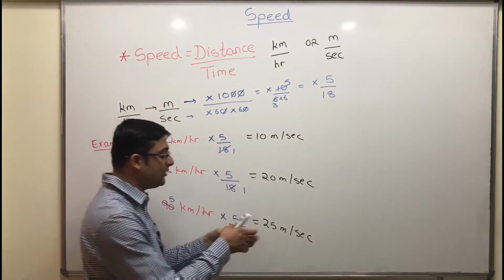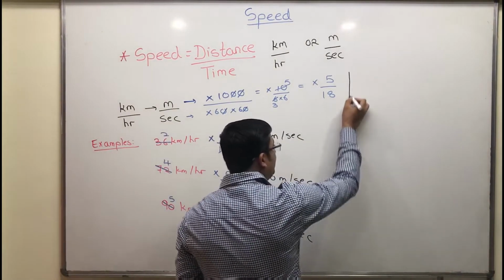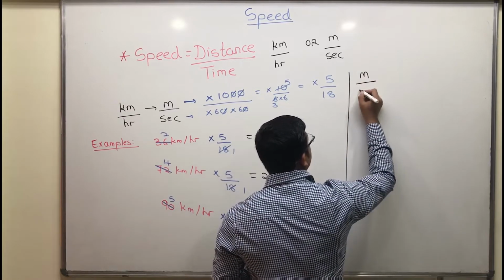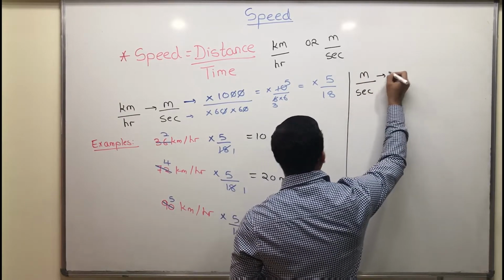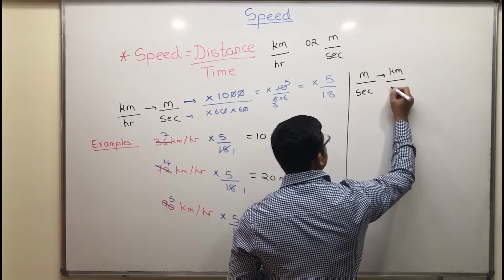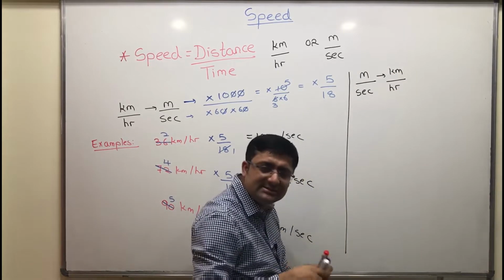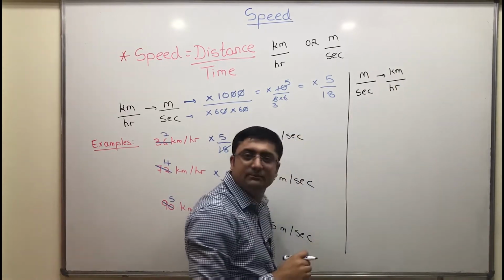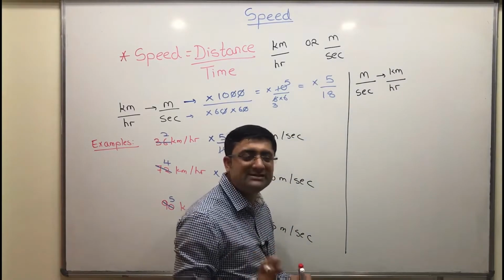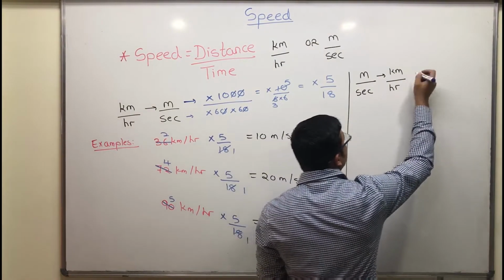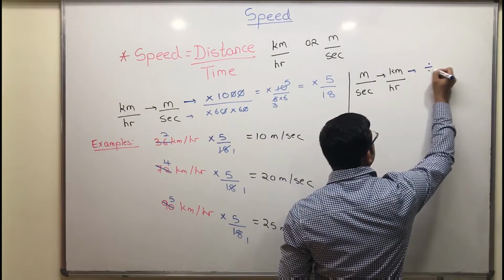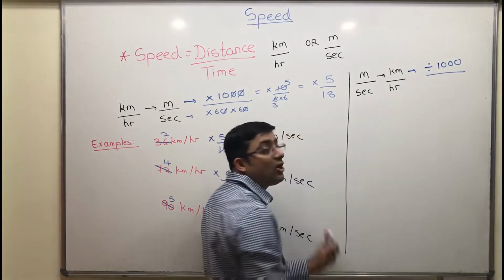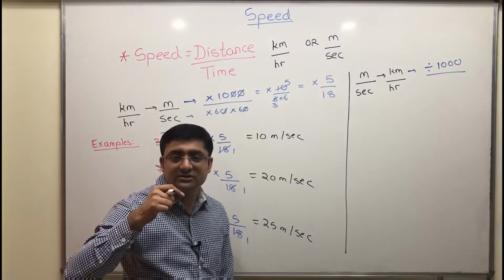Now we'll do the other way around. That is, how do we go from meter per second to kilometer per hour? So I'll write down over here meter per second to kilometer per hour. So see, again the same technique guys. So see, when we go from meter to kilometer, means small to big. Small to big means division. So how do we go from meter to kilometer? We divide by 1000. Is this clear? Next, 1 second is how many hours? It is 1 by 3600 part.